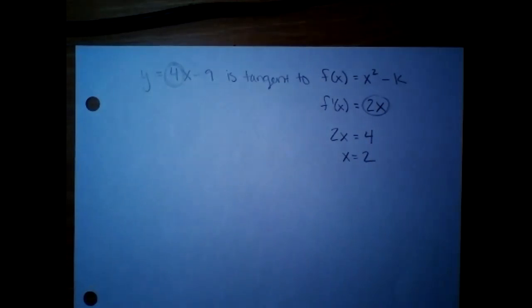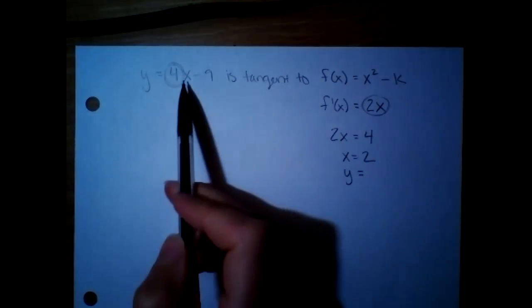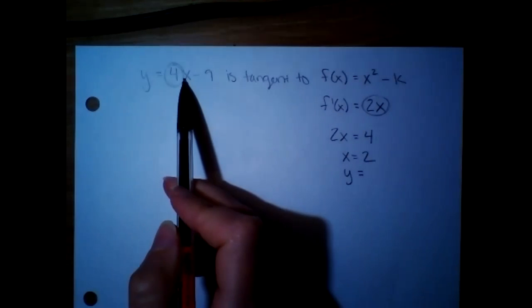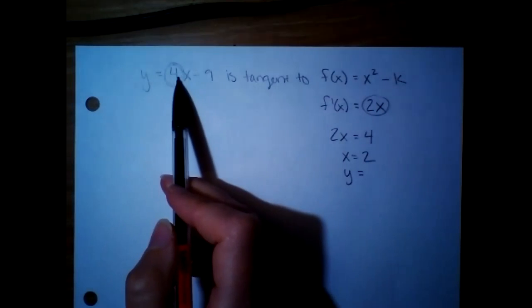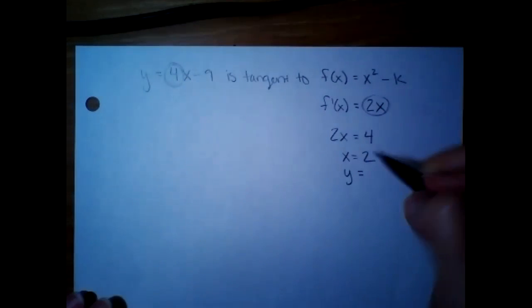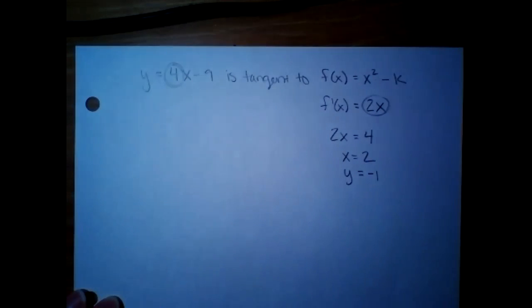And I know you're probably like, Ms. Cole, but we don't want x, we want k, so how did that help us? Well, we have to get x and y before we can plug in and solve for k. We need both of those. So if x is 2, I'm just going to plug 2 back in and see what I get for y. So if x is 2, this would be 8 minus 9, so that would be negative 1.